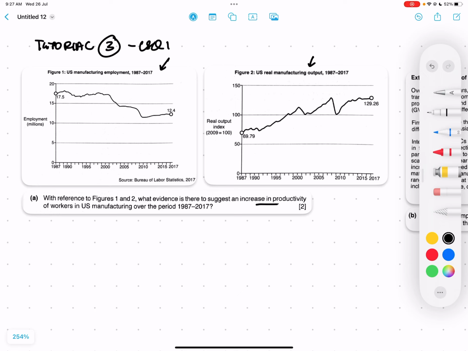Figure 1 shows you the total employment, right? The total employment is falling. This employment is in millions, so literally the number of workers working in the US manufacturing sector is falling. You can write that down first: US manufacturing employment has generally decreased.